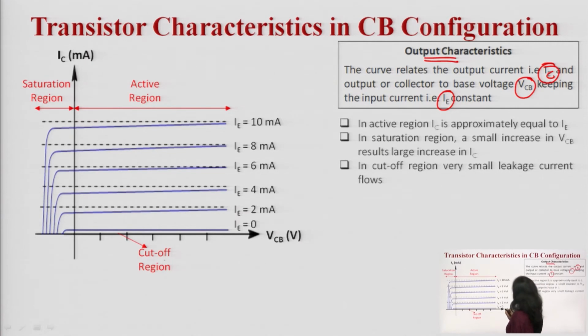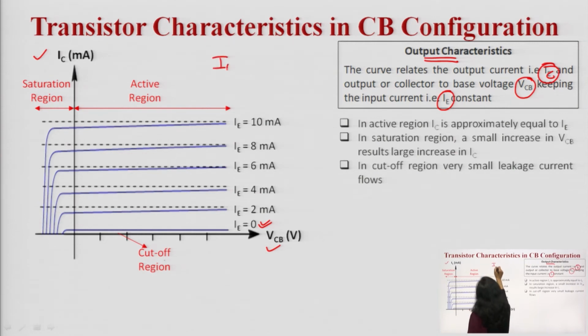So you can see in this curve, on the x-axis VCB is being taken in volt, on the y-axis current IC is being taken, and now you are plotting this voltage-current curve for different values of IE. First, let us discuss for IE equal to 0.